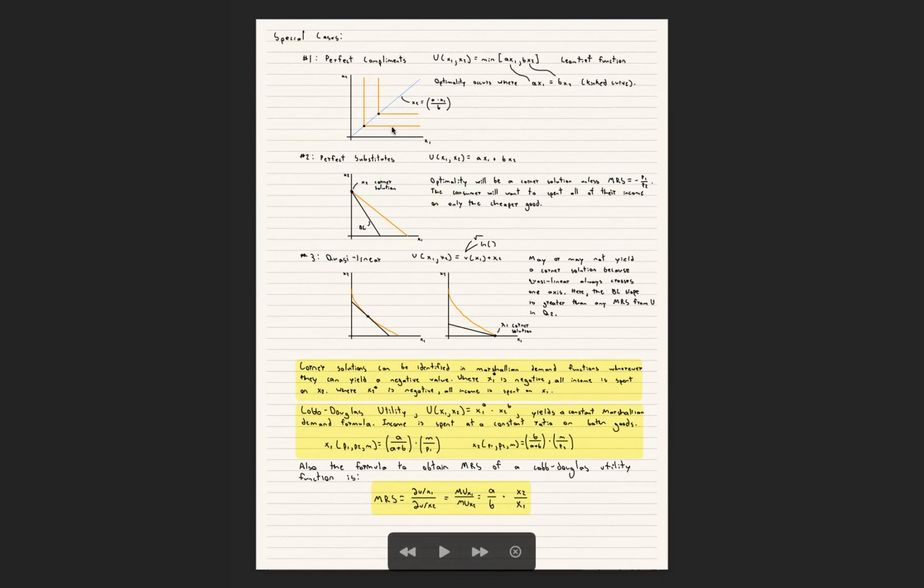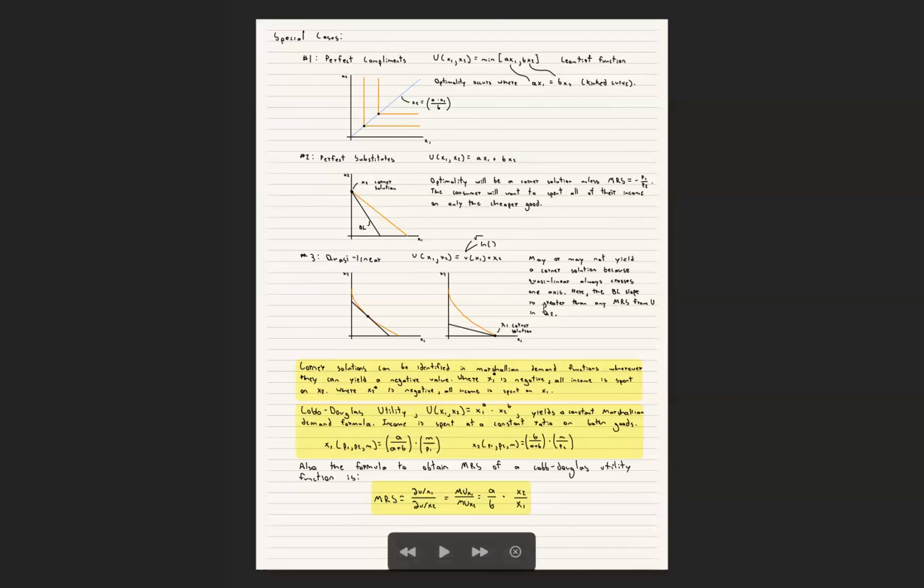Perfect substitutes. Again, we have alpha x1 plus beta x2, and optimality will be a corner solution unless the marginal rate of substitution at some point equals negative price of good 1 divided by price of good 2. Because if there is a corner solution, the consumer will want to spend all of their income on only the cheaper good. So we have a case here where there is a corner solution. This is what it's going to look like graphically. And of course, you can tell that it would never be an optimal choice lying on the budget line with positive x1 and positive x2.